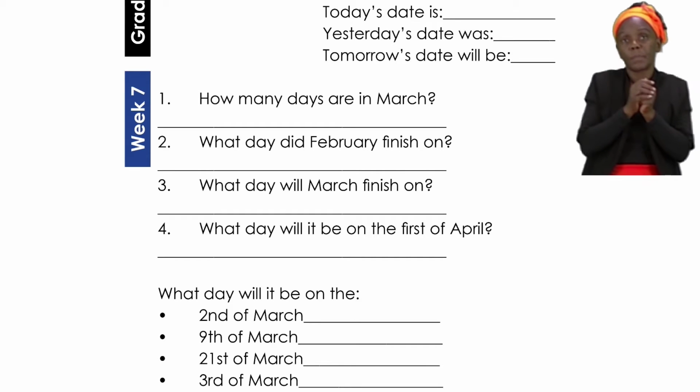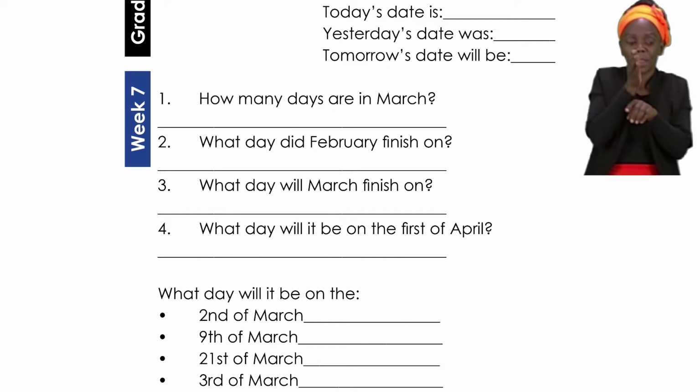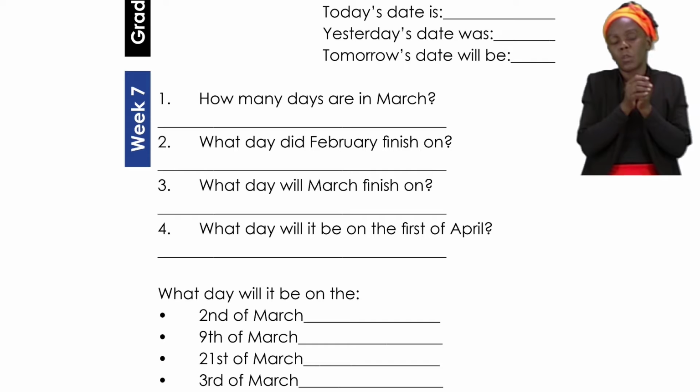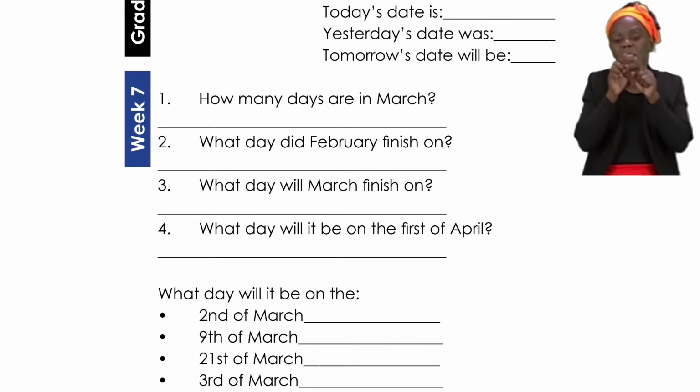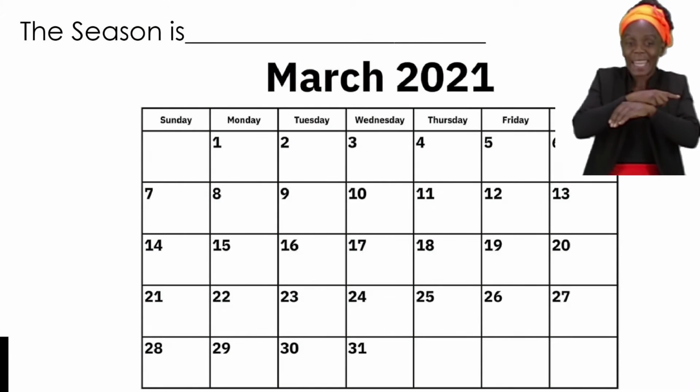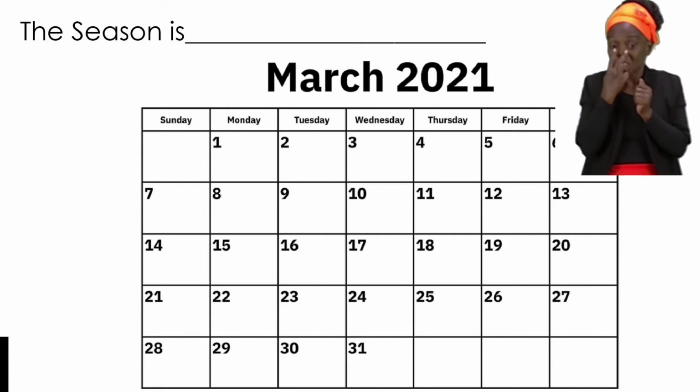And then number 4 says, what day will it be on the 1st of April? Now, just like how we looked for February with the blank spaces, you must also look for April, which is the next month, in the blank spaces after the 31st. Remember, it is asking for the day, which means we are talking about Monday up to Sunday. Make sure that you take a good look at your calendar before you write your answer.